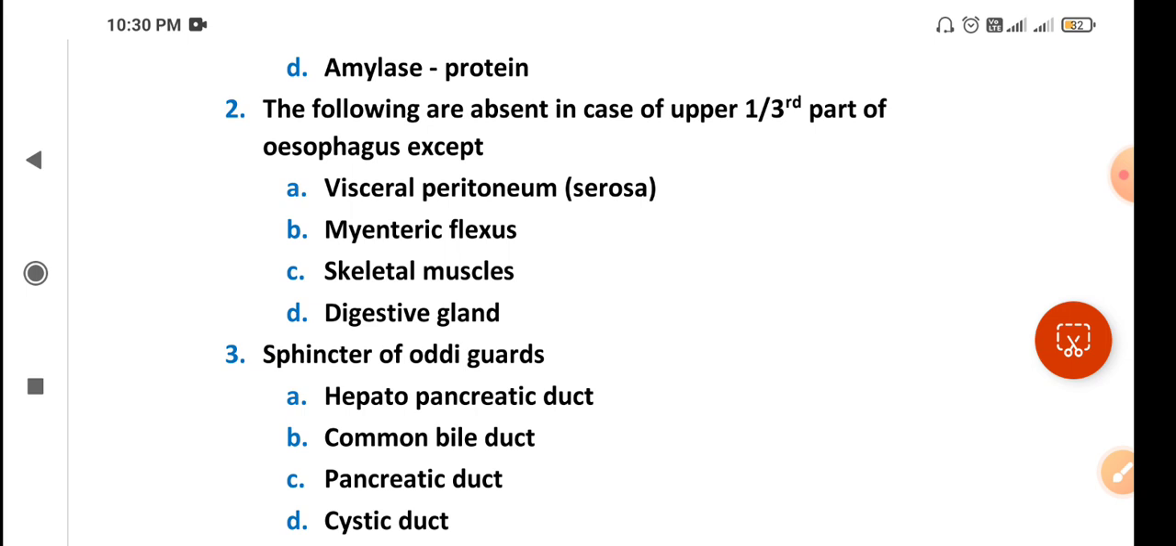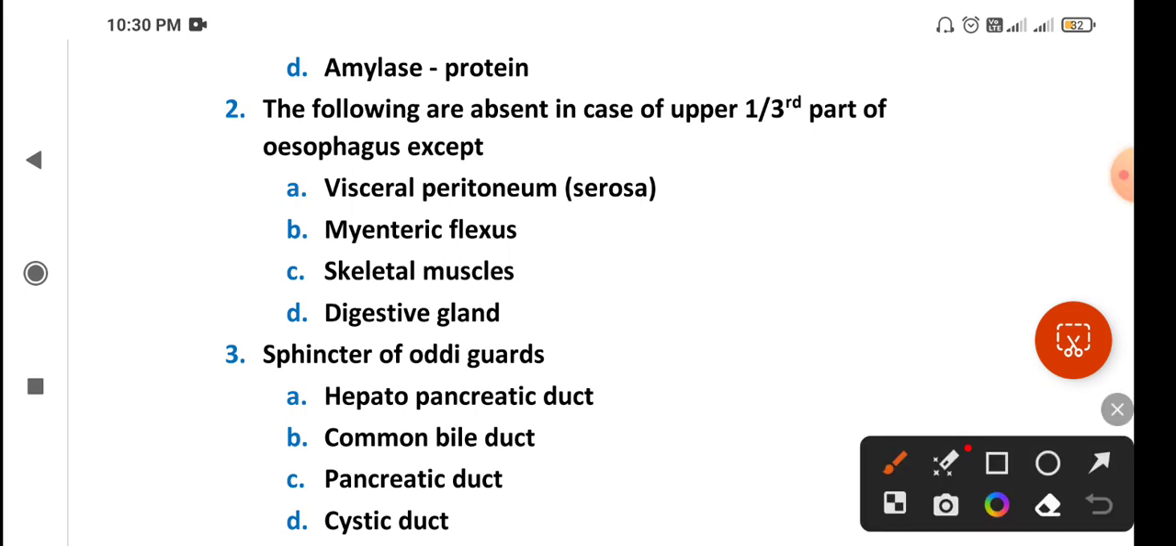So in the upper 1/3 part of the esophagus, among all these options, skeletal muscles are present. Neither visceral peritoneum, which we also call serosa, is present, nor mesenteric plexus, nor digestive glands. So the answer will be C, that is skeletal muscles.